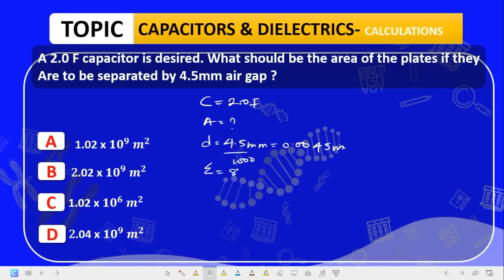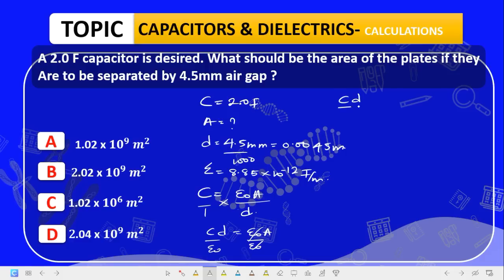Now the area is unknown. We know that the permittivity of free space is 8.85 times 10 raised to the power of minus 12 farad per meter. So let's substitute in now. Now the capacitance of a parallel plate capacitor, C, is equal to what? Epsilon-naught A all over D. So for our area, we cross multiply: CD is equal to epsilon-naught A. Divide both sides by epsilon-naught.